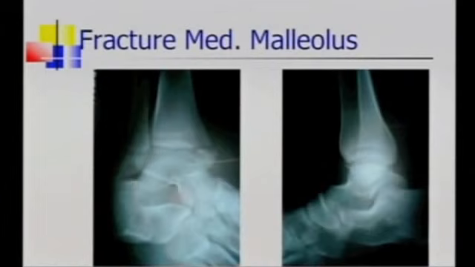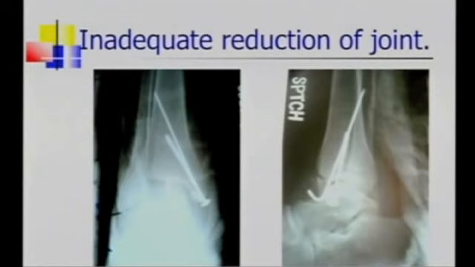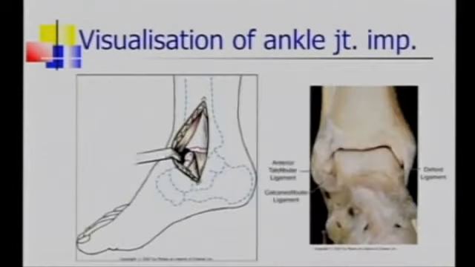Medial malleolus fracture, we see the reduction. Look at this fracture. This is a simple fracture treated, and look at this post-operative X-ray. This is no good. So why did it happen? Because the surgeon did not open the shoulder of the joint. Seeing the reduction at the shoulder of the joint is very important.